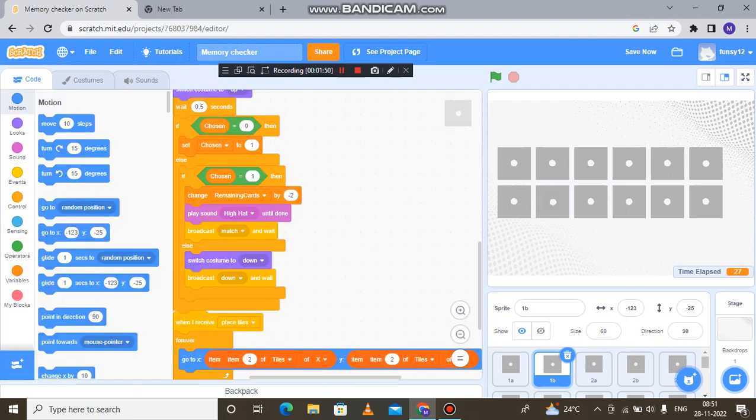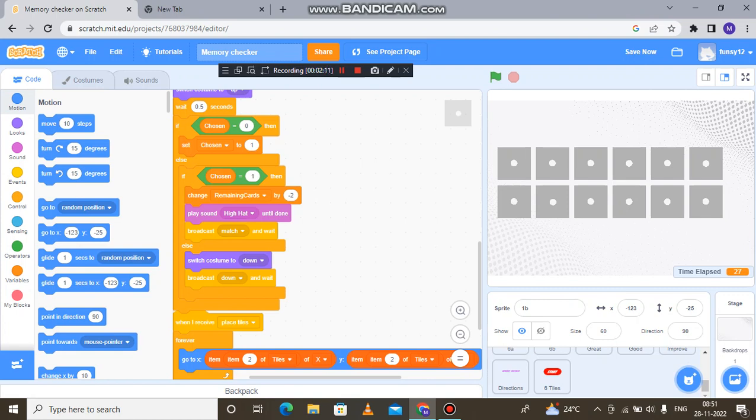When a matching pair is found, then it broadcasts a message to all other cards, and the matching pair will disappear. Here, a time elapsed variable. The result will be connected with it.